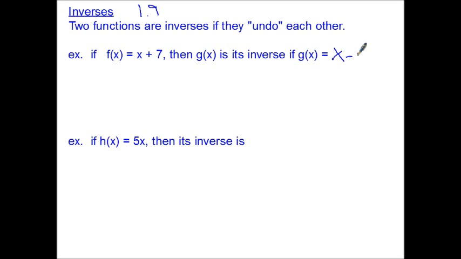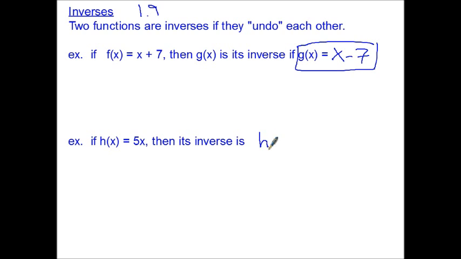So boom. Okay, as simple as that. And then if h of x equals 5x, then its inverse is, well, notice here I didn't give you another letter function to deal with, so I'm not just going to make up one out of the blue. I want to use inverse function notation, and so here's what it would be.